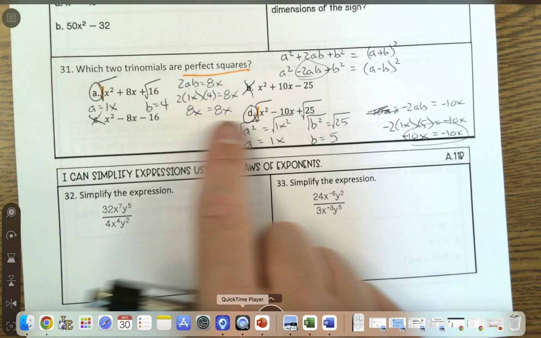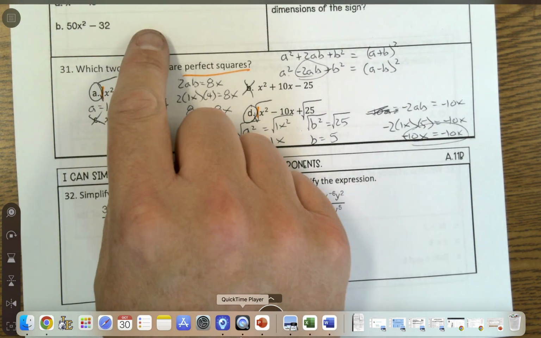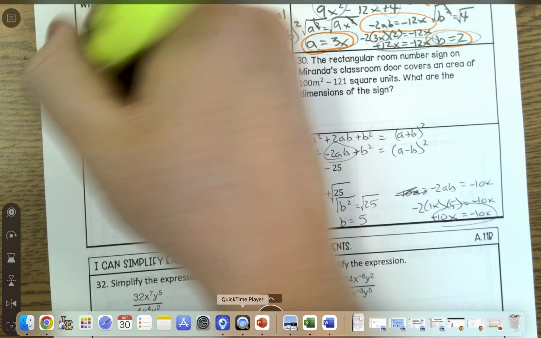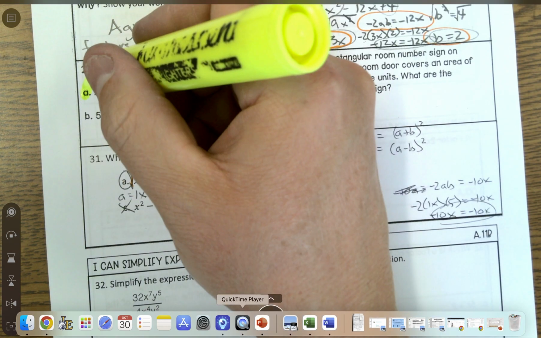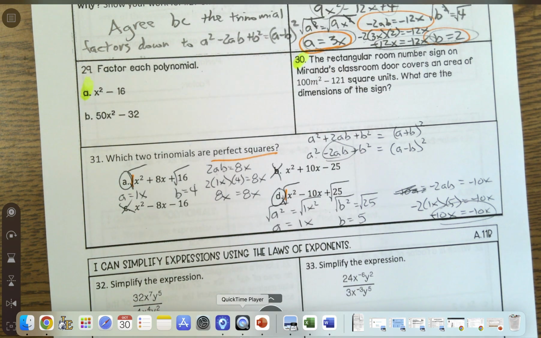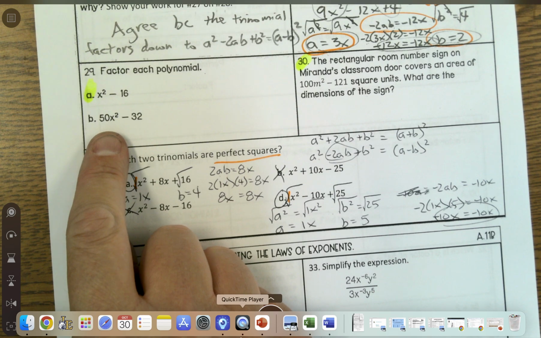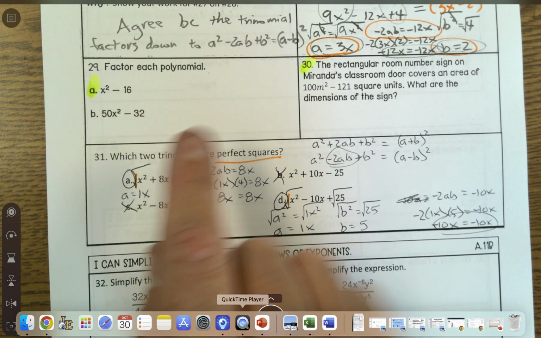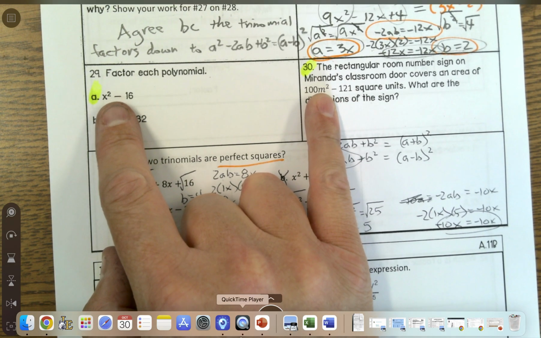I'm now going to do the difference of squares. And I'm going to focus just on 29A and 30. We can do B later on. I don't think you're going to see a problem as challenging as B on the test. So I'm going to focus on just 29A and 30. And if I have time, maybe I'll do B.